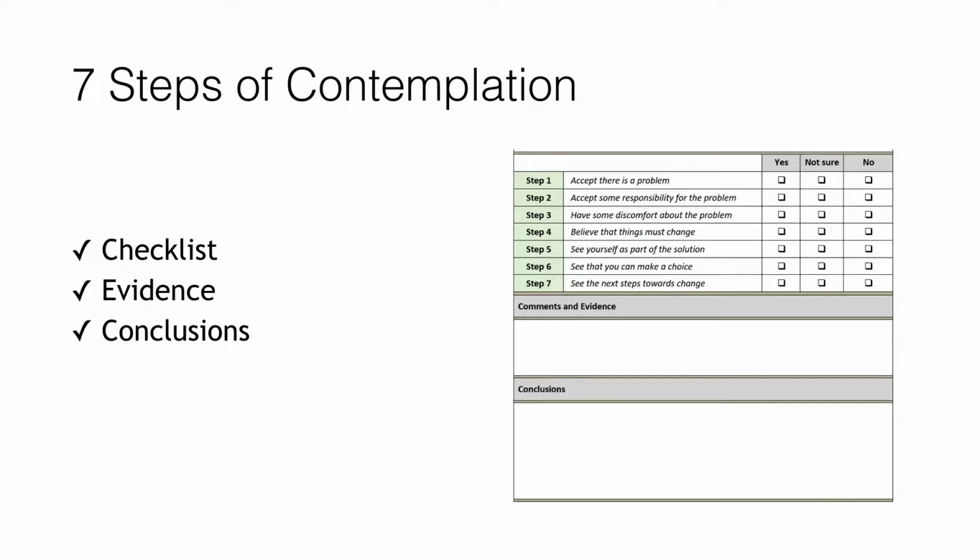To record the 7 steps, there is a checklist to confirm whether this criteria is met or not. If you answer no or are not sure, it provides an opportunity for the practitioner to explore this with the family. As with all tools, they provide focus and a structure for conversations. This conversation with families is more important than the form itself. The form provides a place to record evidence if needed and your conclusions. Using this tool, you should be clear whether someone is ready for change or not.